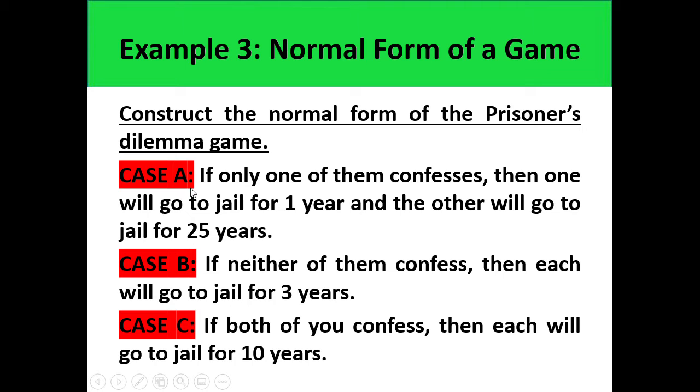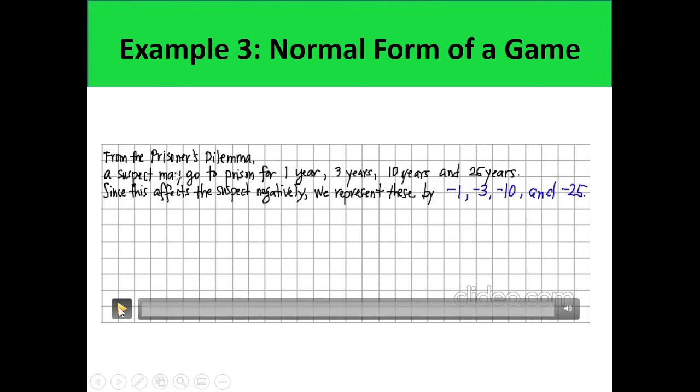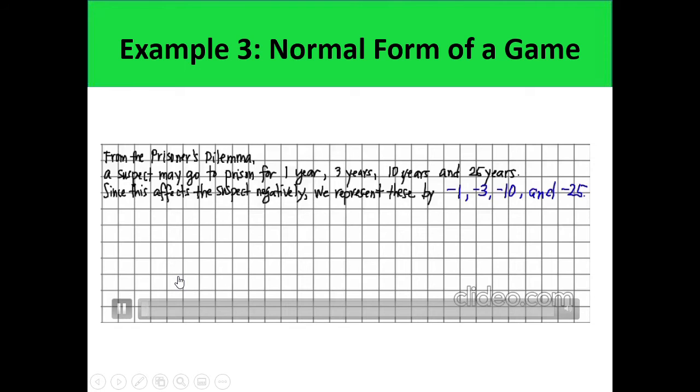Recall that for the prisoner's dilemma, if one confessed, then the person who confessed will go to jail for 1 year, and the person who did not confess will go to jail for 25 years. If none of them confessed, then each will go to jail for 3 years. If both of them confessed, then each will go to jail for 10 years. So since the effect is negative, we will use negative numbers for the payoffs of each player. So let's construct the normal form of the prisoner's dilemma game.